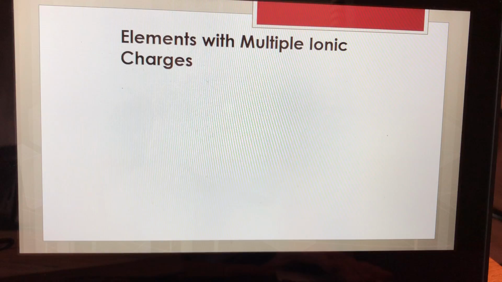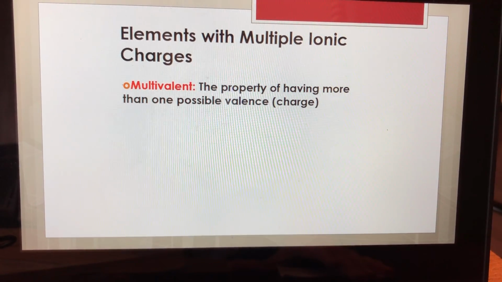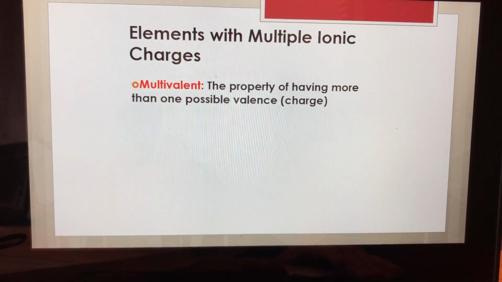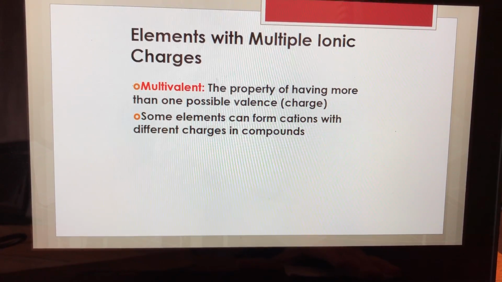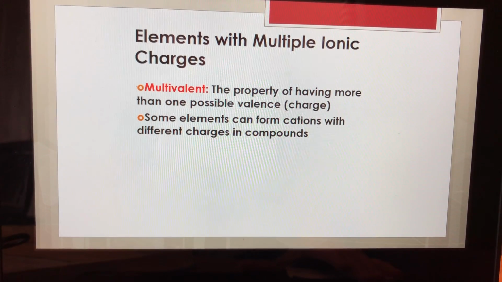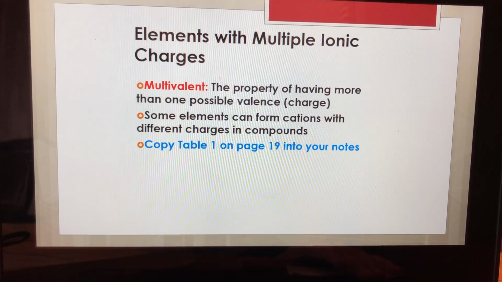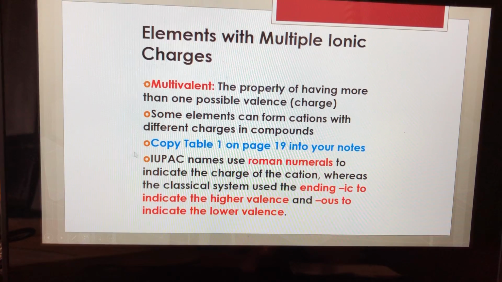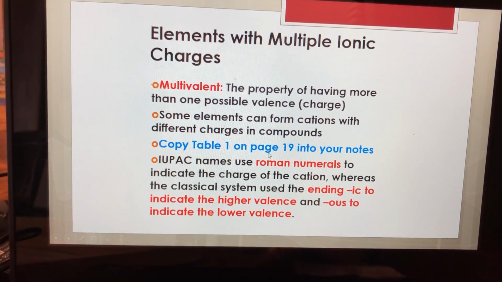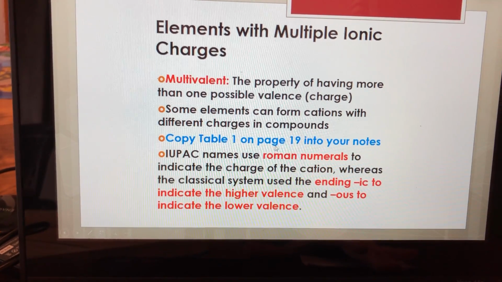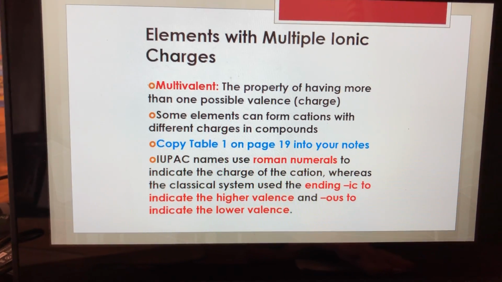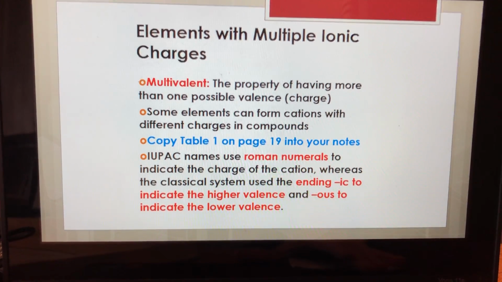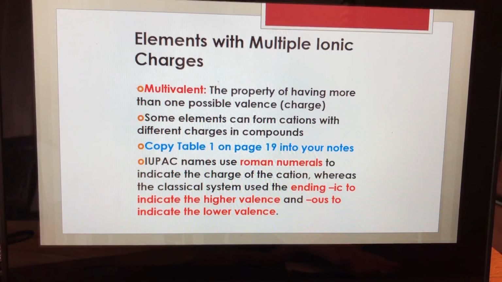Okay, so let's talk about multiple ionic charges. If something is multivalent, it's usually in the middle of the periodic table. It can have more than one charge. Some elements can form cations with different charges in compounds. Okay, you do not have to copy this table. That's not necessary. Some examples of multivalent ions is copper, Cu. It can be +1 or +2, but they will always let you know what it is.